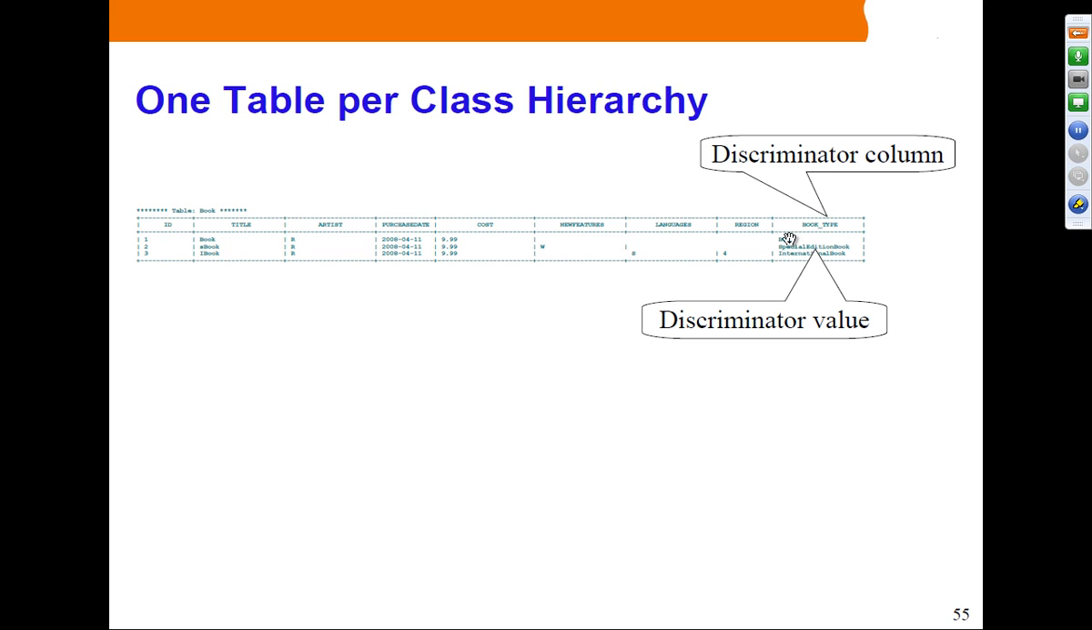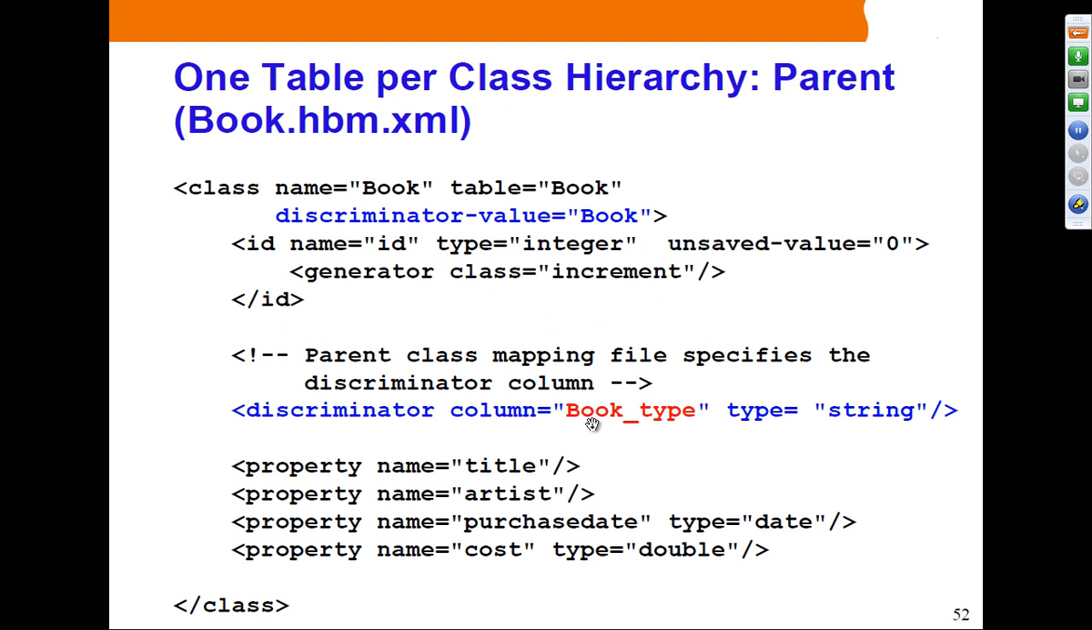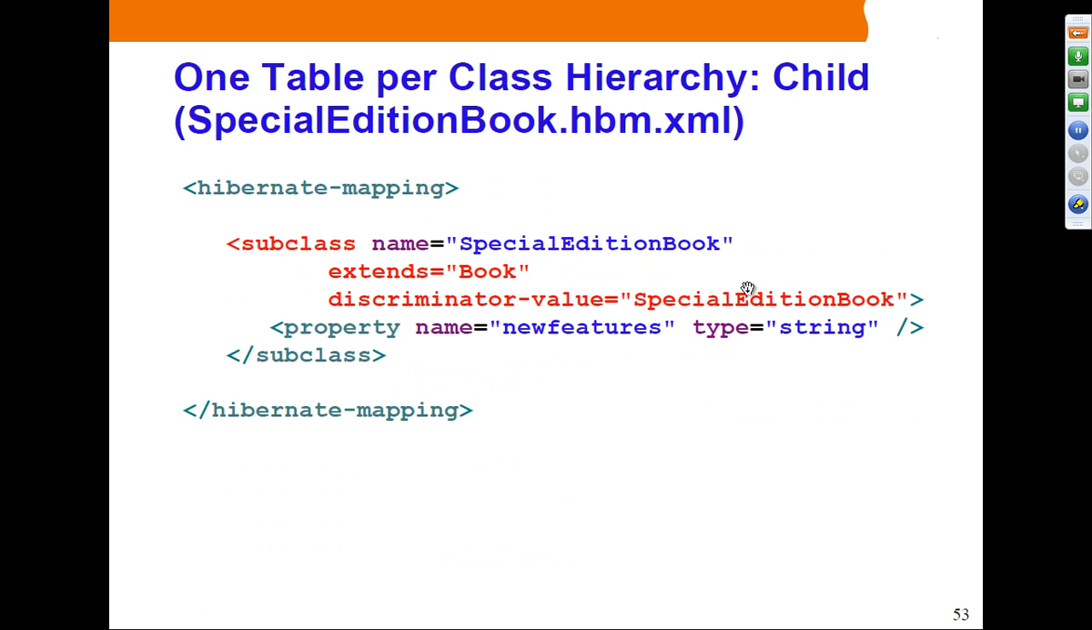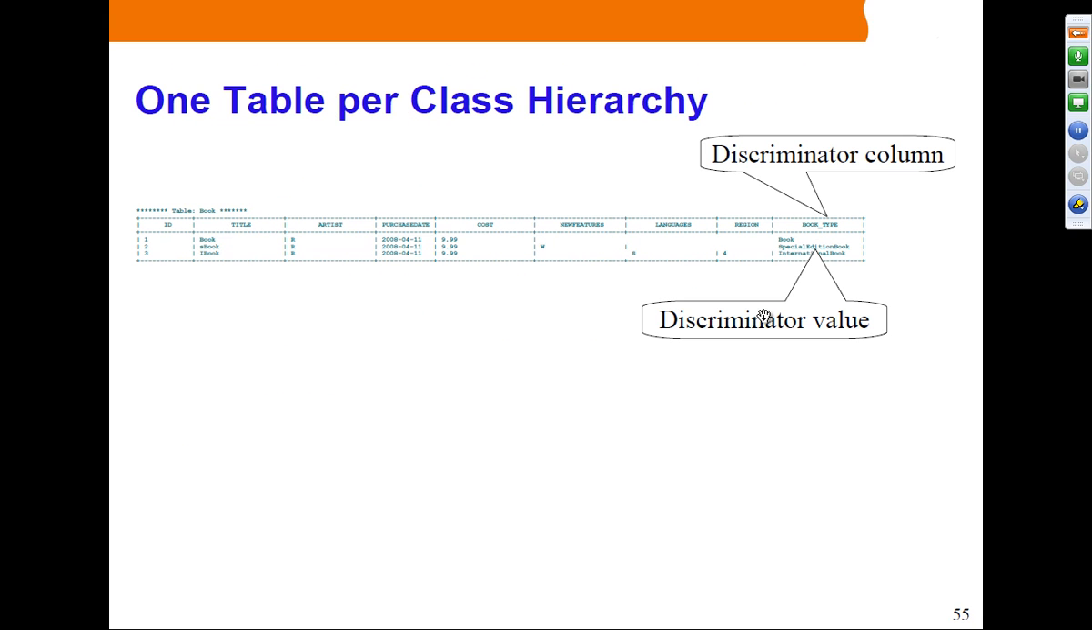This is the discriminator column name, which is specified in the parent class, this book type. And the values of each discriminator value, meaning that under this column, we have book, special edition book, and international book. These values are going to be the values that you see here.